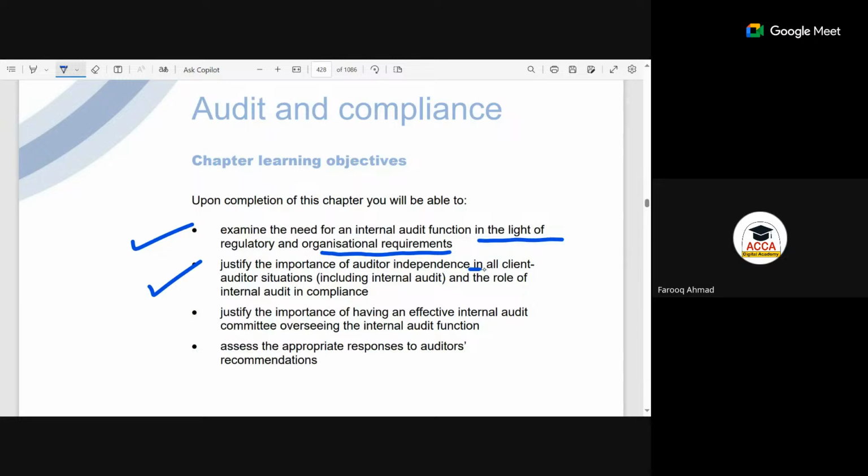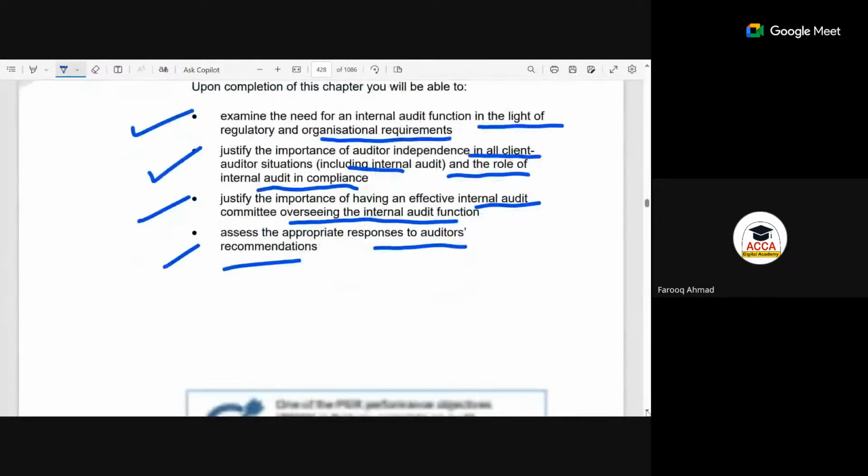Justify the importance of internal independence of all client auditor situations, including internal audit and the role of internal audit in compliance. Absolutely, internal audit also follows the rules, guidelines, and procedures of the external auditor. But internal audit has a focus specific to the company's function, and there is reporting to the audit committee. Justify the importance of having an effective audit committee overseeing the internal audit function. Absolutely. Assess the appropriate response to auditors' recommendations. The internal auditors follow the external auditors.